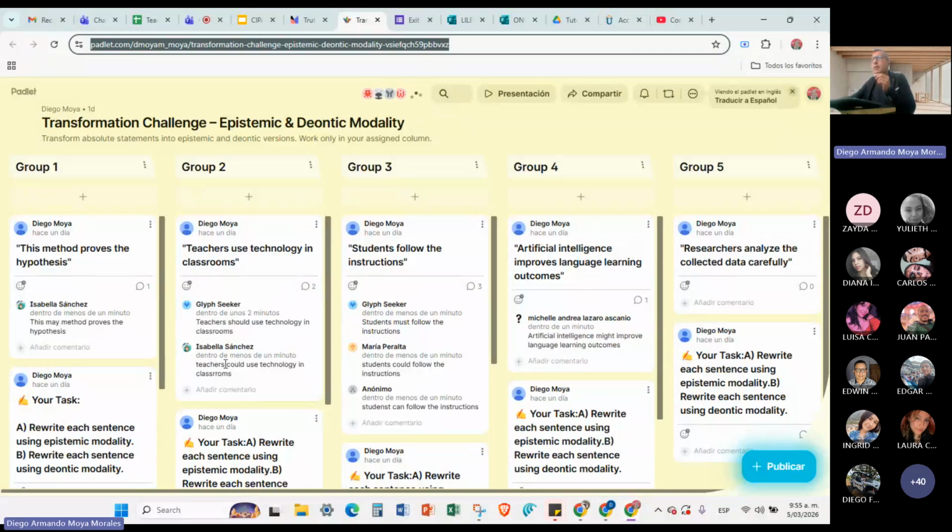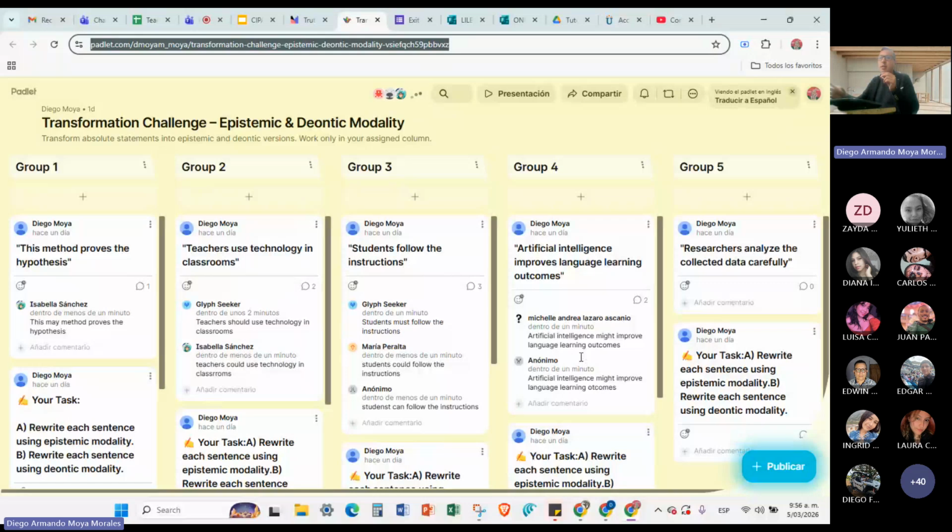Then, Isabella, also teachers could use technology in classrooms. That is a good answer. Be careful with the spelling, but I guess that you did it fast, okay? Maria Peralta, students could follow the instructions. Cool, yes, that is a possibility. Michelle, thank you. Artificial intelligence might improve language learning outcomes. Perfect, very good, Michelle. It's an option, right? It's a possibility. That's why you use might. Artificial intelligence might improve. Okay, it's the same one.